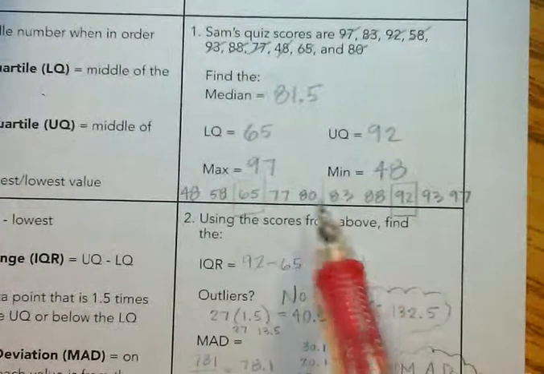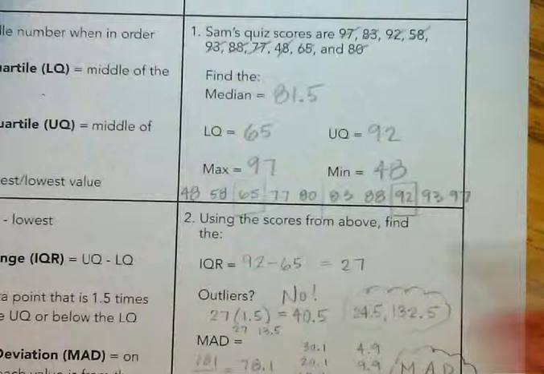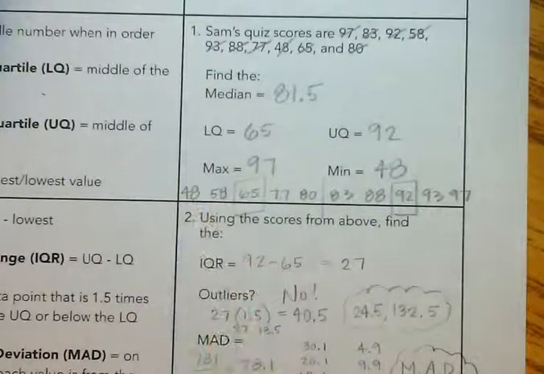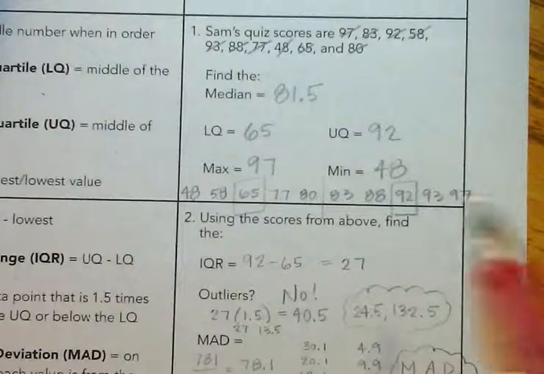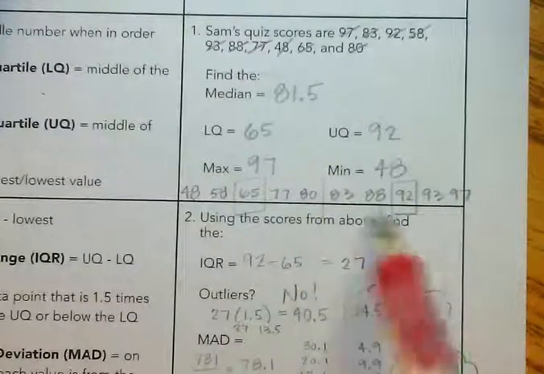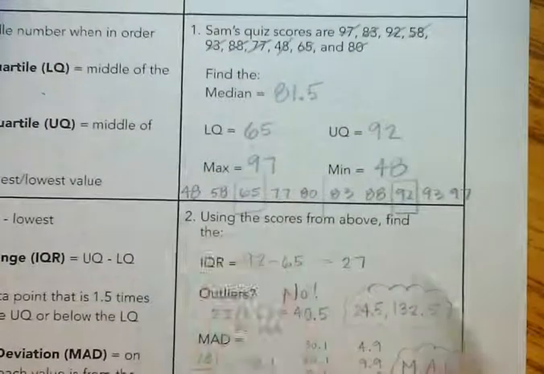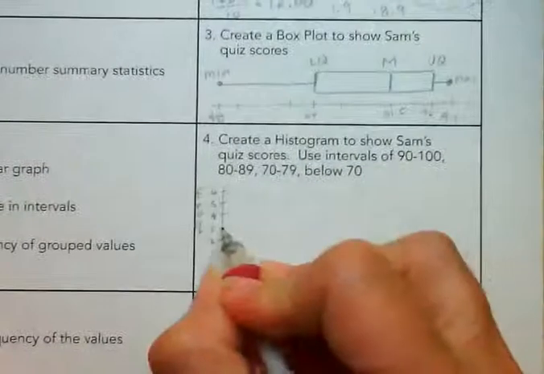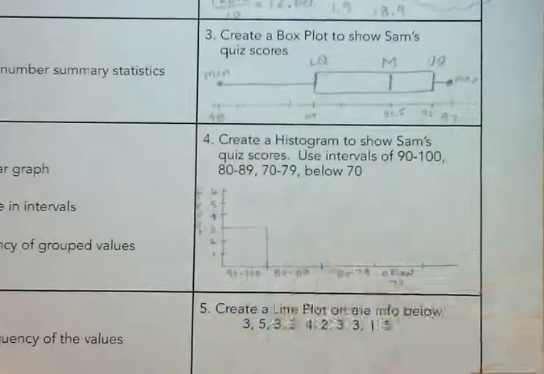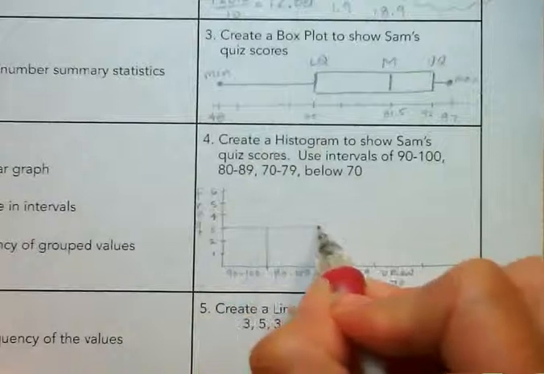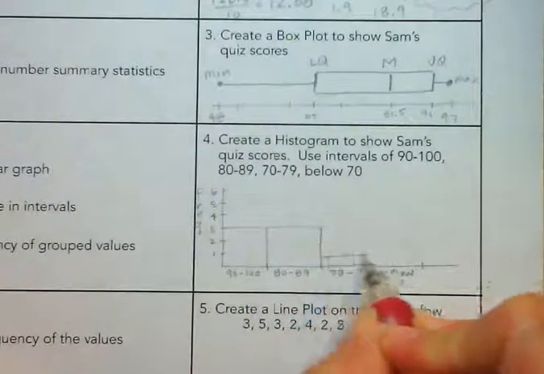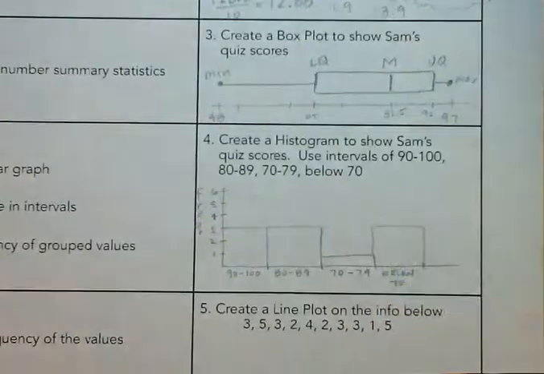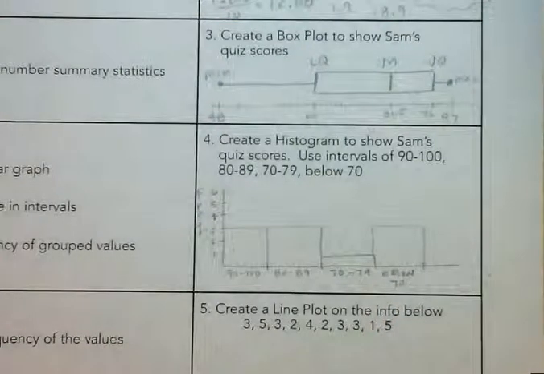In the 80s, he had 3 scores. He had 1 score in the 70s, and then he had 3 scores that were below 70. So he had 3 in the 90s, 3 in the 80s, 1 in the 70s, and 3 below. So when we go back to our graph, he had 3 scores in that category. He had 3 grades in that category. He had 1 grade in this category, and he had 3 grades in that category. So that just shows us the frequency.